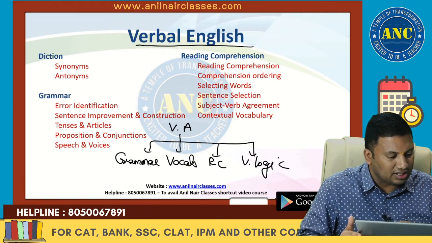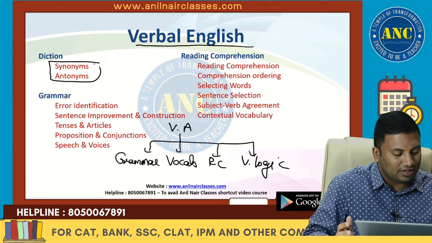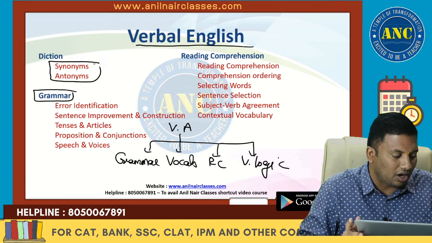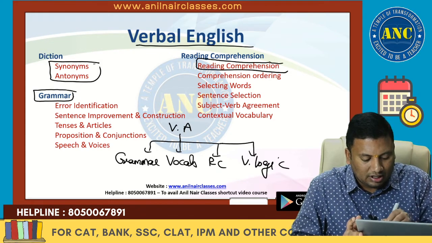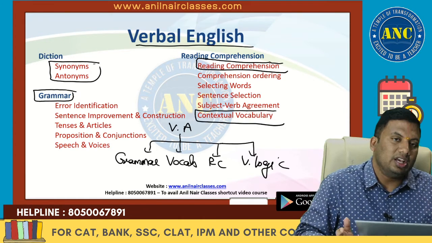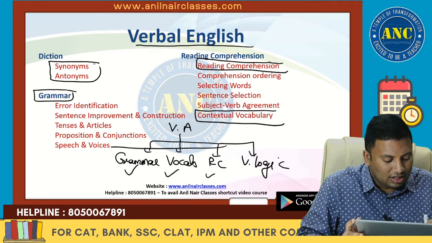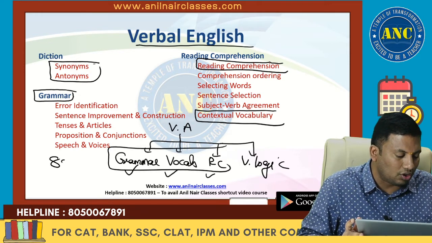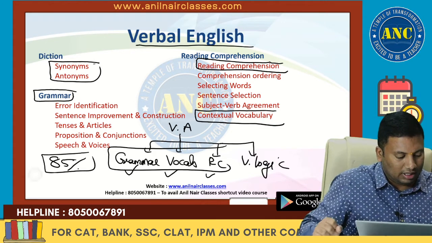In the Deloitte examination, synonym and antonym questions are high frequency. As usual, grammar dominates in any placement paper. Then reading comprehension, and contextual vocabulary, right? These are important. Grammar, vocabulary and RC, these three come to close to 85% of the questions in your Deloitte written test.